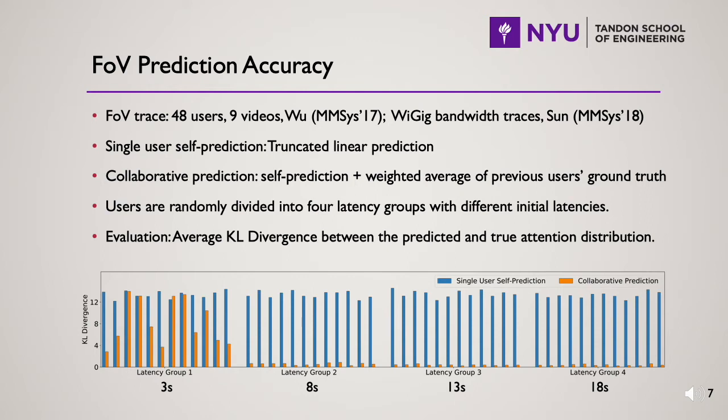All the 48 users are randomly divided into 4 latency groups with different initial latencies. We also use KL divergence between the predicted and the true attention distribution as a metric to evaluate the performance of prediction. The results show that for groups with longer latencies, like group 2, 3, and 4, collaborative prediction can reduce the divergence dramatically, which means more accurate FOV prediction. For latency group 1, the prediction performance can be improved with different degrees. Therefore, we clarify that the collaborative FOV prediction framework is always helpful to make better FOV prediction.